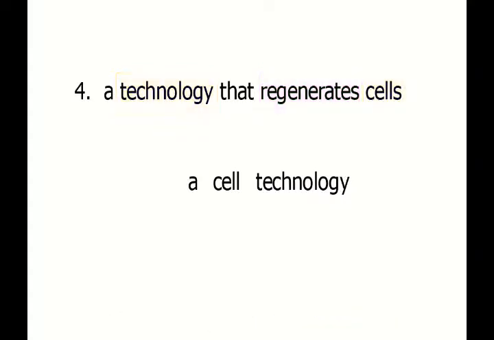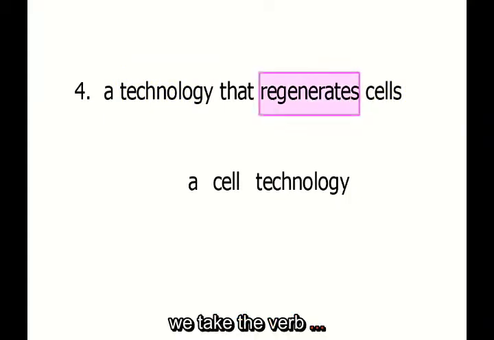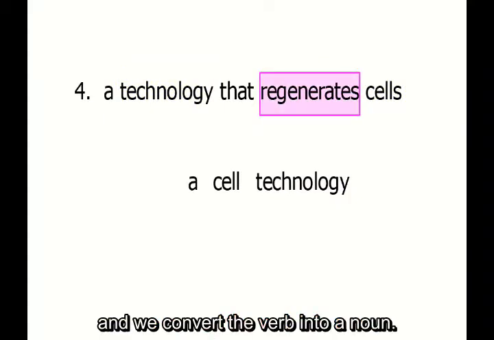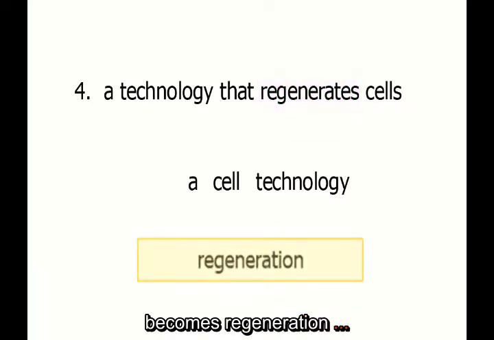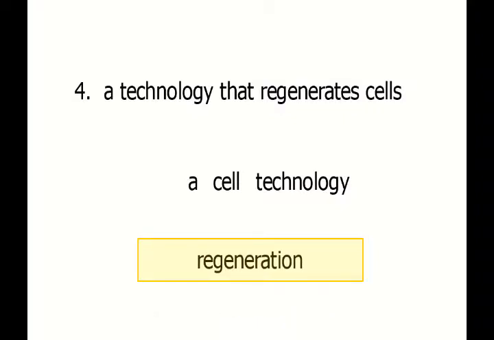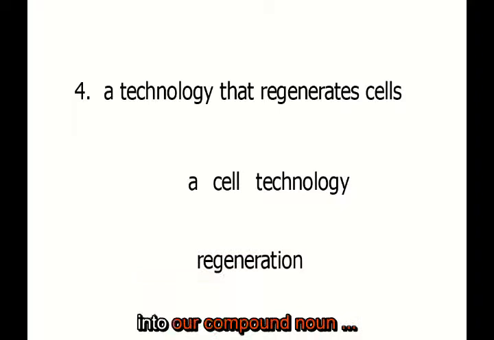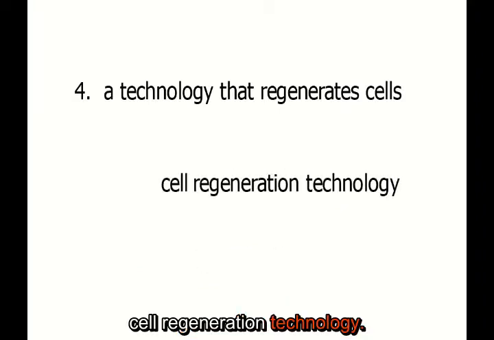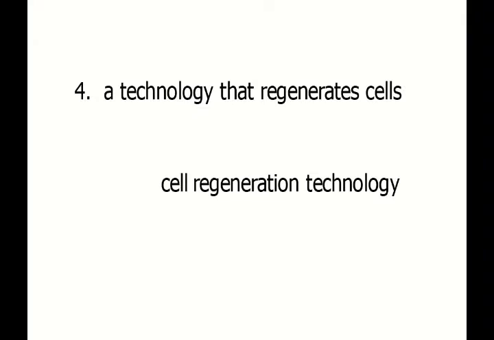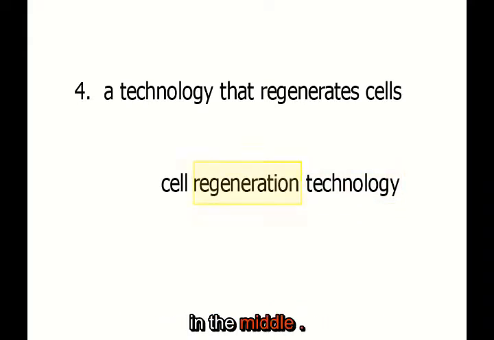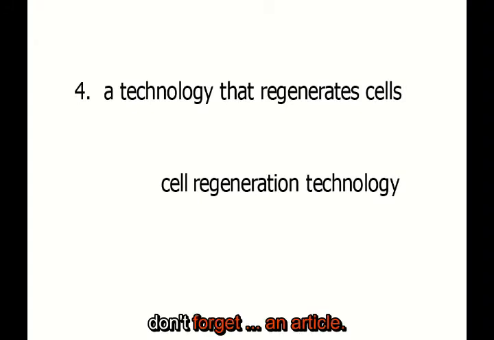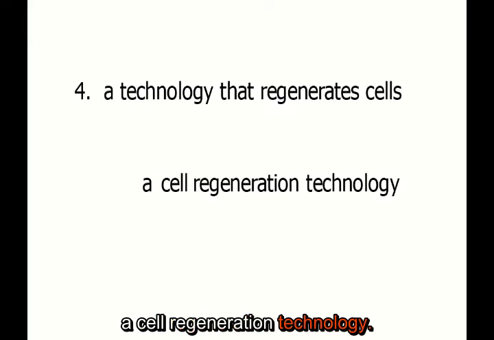But how? Well, we take the verb and we convert the verb into a noun. Regenerate, to regenerate, of course, becomes regeneration, the noun. We then add the new noun into our compound noun, cell regeneration technology. Remember, cell, first position, technology, last position, and the newly formed regeneration in the middle. Of course, don't forget an article. A cell regeneration technology.